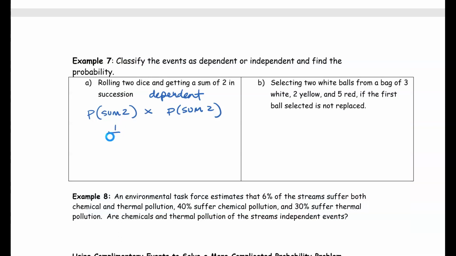So I'm going to take 1 out of 36 of me getting a sum of 2, and then 1 out of 36 of me getting a sum of 2. And so if I multiply those together, I get 1 out of 1,296. Okay, so if you have 2 dice in your hand, you roll them, and then you roll them again, the chance of you getting a sum of 2 and then a sum of 2, or 2 ones, is 1 out of 1,296. So really, really teeny tiny chance of that happening.